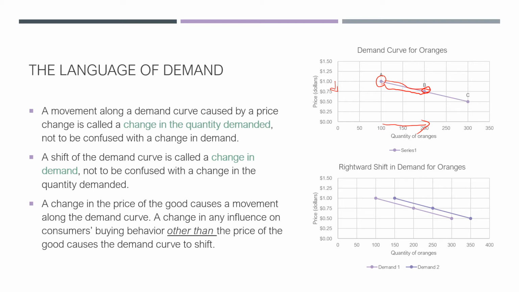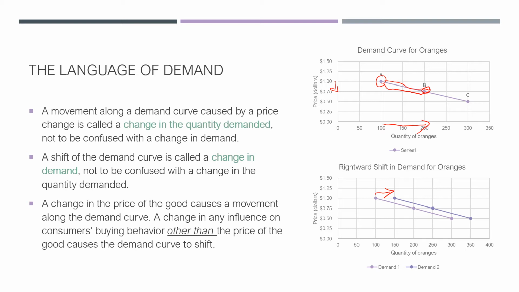When the demand curve shifts, as we see down here, in this case shifting to the right, which we draw an arrow to help illustrate, we call the change in consumers' willingness to buy the product a change in demand. For example, the change in taste in favor of oranges caused an increase in demand, which we show as a shift from demand curve 1, our light purple one, to demand curve 2, our darker purple line.